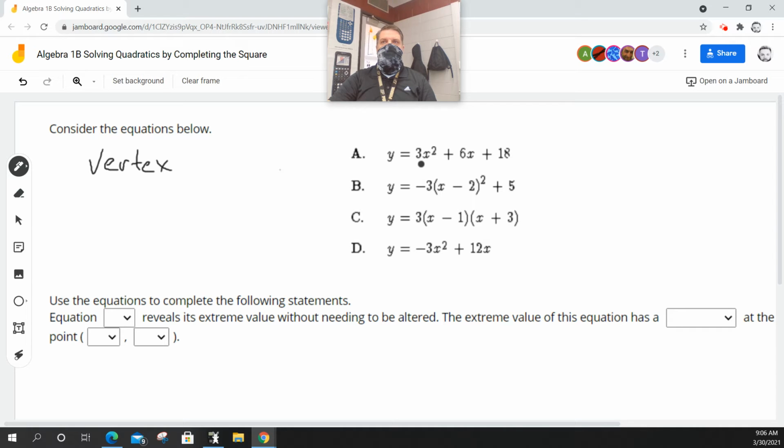So is it A? Is it B? Is it C? Or is it D? Well, one of these is written in the vertex form. So which one is written in the vertex form? Who remembers?